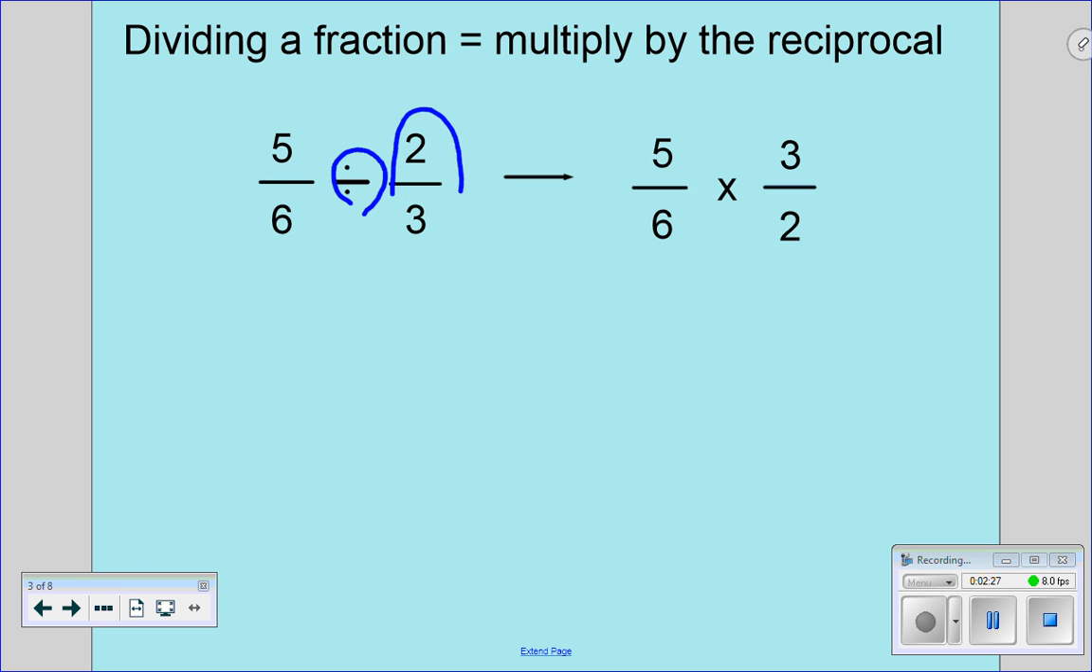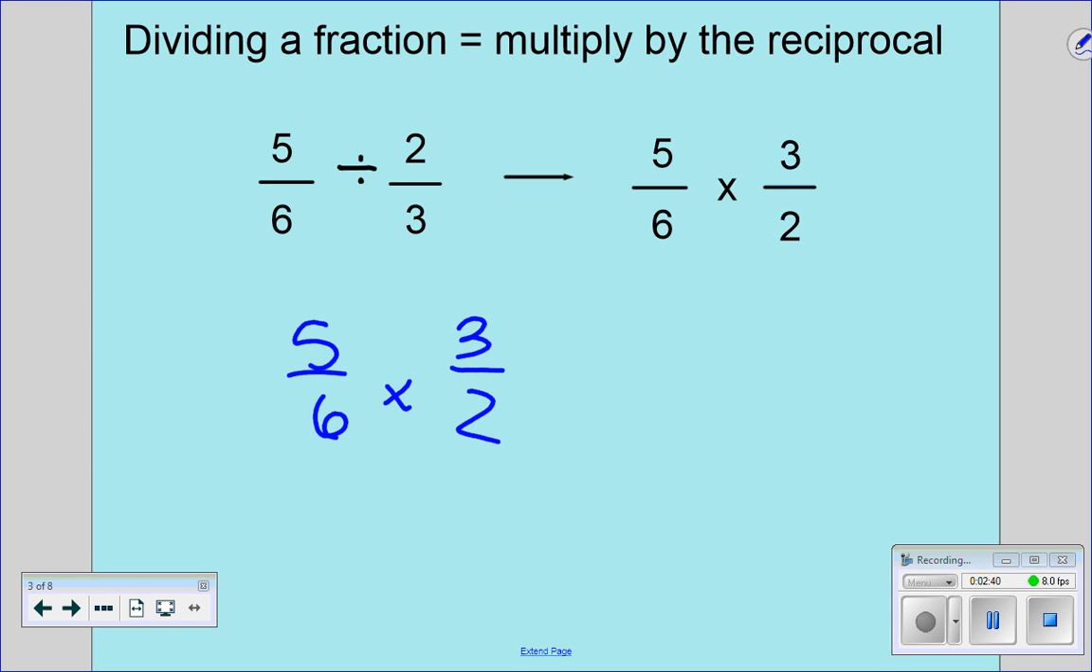Now, when you do this, you flip first. 5/6 times 3/2. Then you can multiply across, and then you can reduce if you need to. Do not reduce before you flip, because if you do that, then your reducing isn't going to turn out to be correct. If you reduce before you do the problem, you need to reduce after you change it to the multiplication part. If you do it beforehand, your answer's not going to be right.